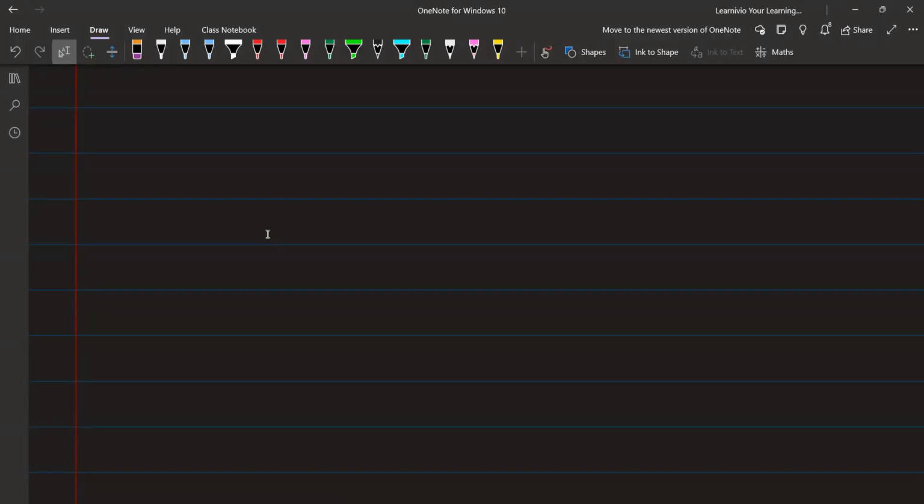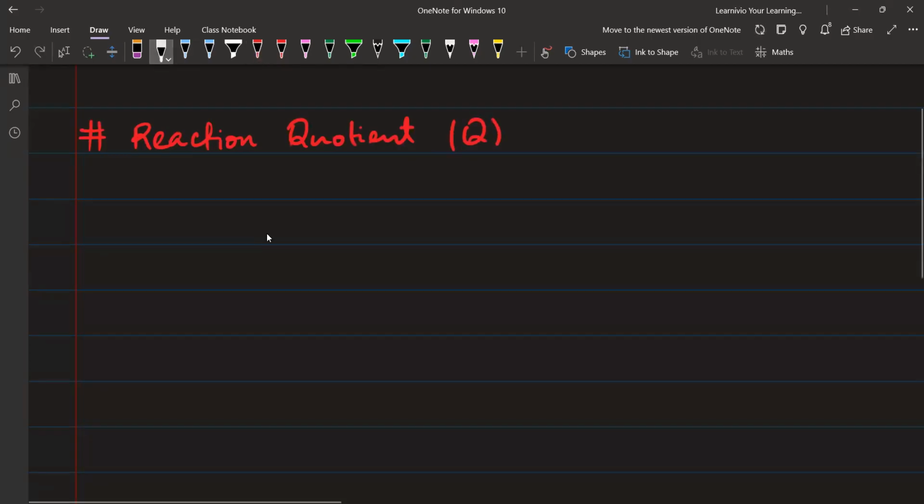Now there is a small topic that we have to write, and after that we can do some more questions. Okay? So write the topic. The name of the topic is reaction quotient, which is written as Q. Reaction quotient. Okay. So what is a reaction quotient?